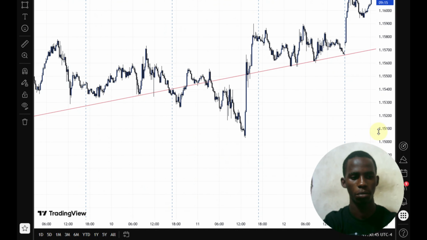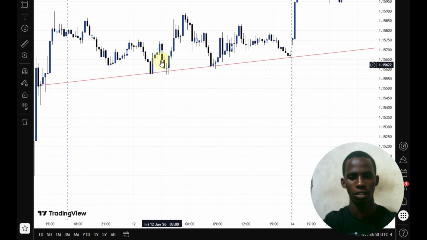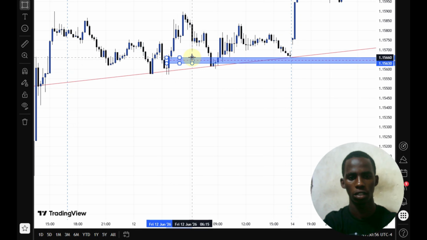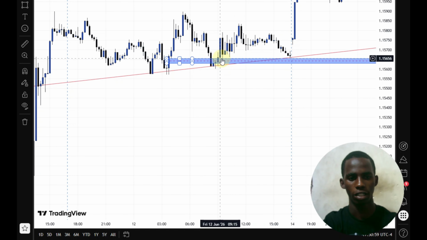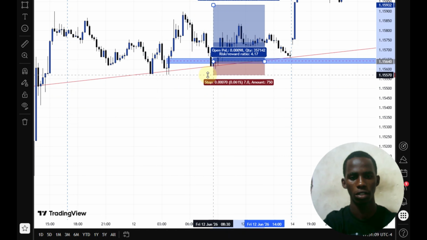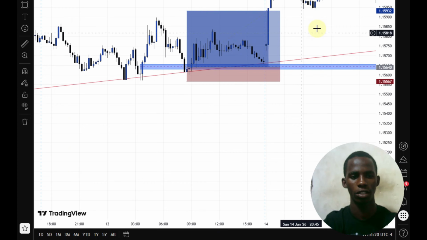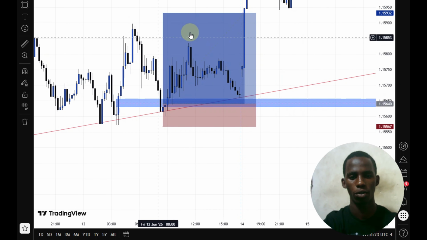Alright, now once price tapped into this point, it tapped there, and there is this fair value gap over here. So I can put in my buy limit over here. Stop loss above this high, that's the main draw on liquidity. Then stop loss below this. Okay, take profit above this high and stop loss below these lows, and price eventually took out our take profit.